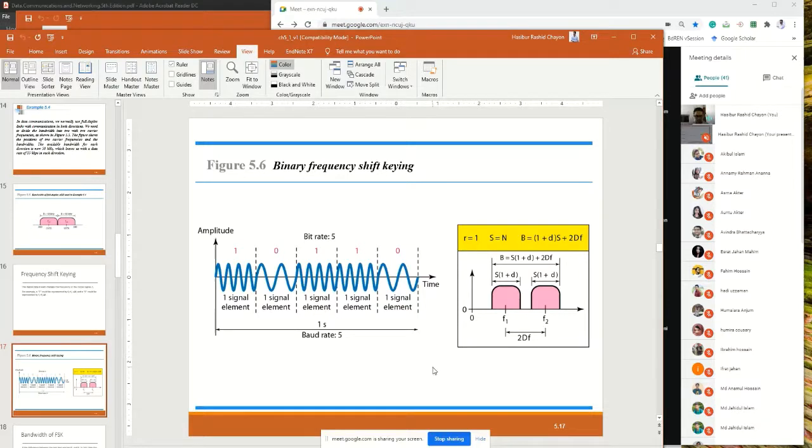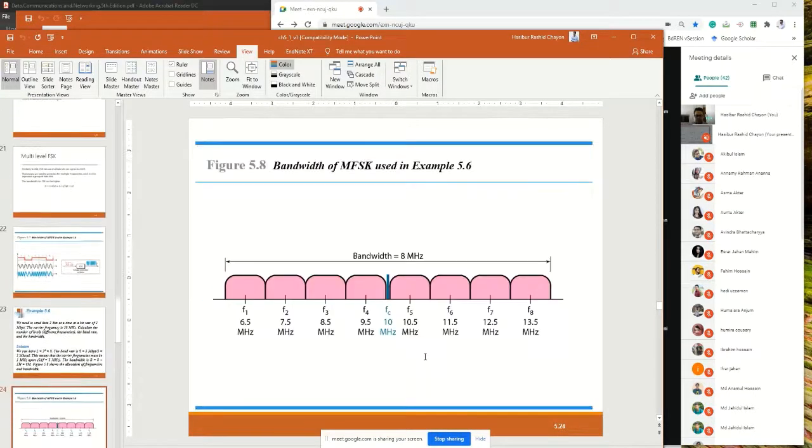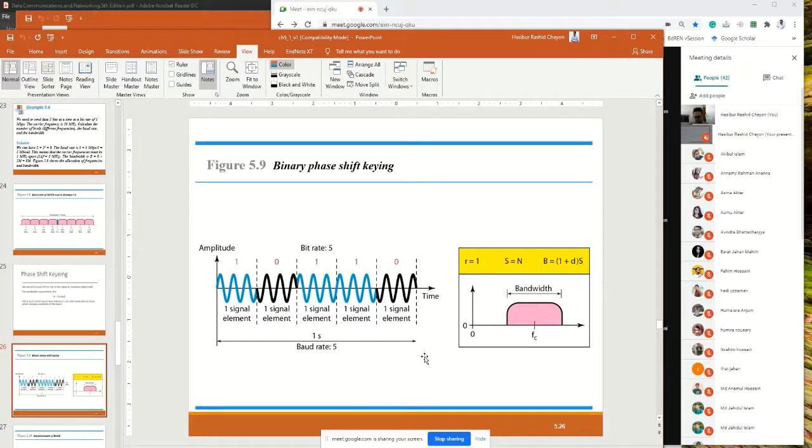Fine. Okay. And again, same rule. The other 2 parameters, amplitude and phase, are both the same. So in frequency shift keying, the other 2 parameters are the same. Let's check this one. How about this one? Not this one. This one. What is this? This is binary phase shift keying, right?